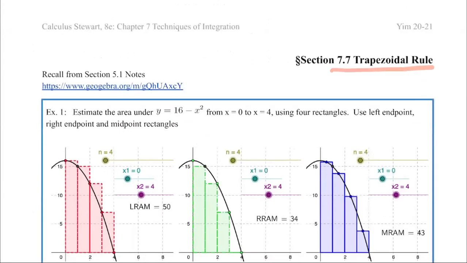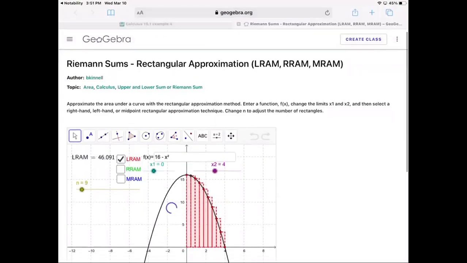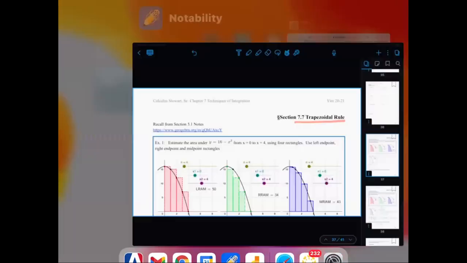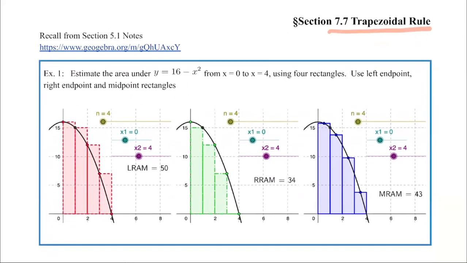trapezoidal rule. You could follow this link right here, guys, that you see before you. And if you do, you're going to get this. And I gave you a link to where I got the picture from. Let me go back to where it was. There you go.